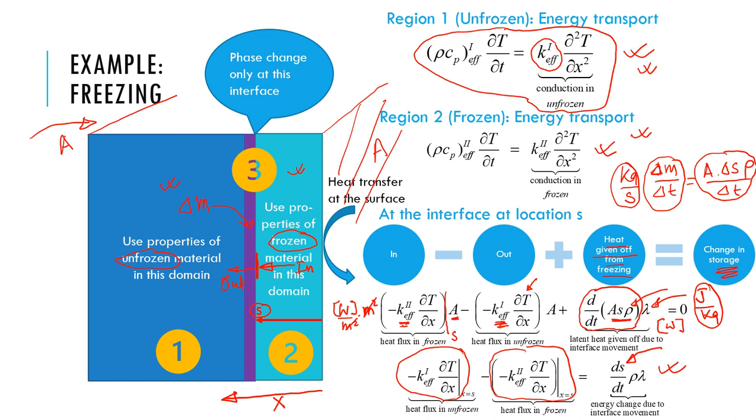So the way this problem is set up is I know the location at any time, and then to the left of it I'm going to solve the heat conduction equation in the unfrozen region with unfrozen material properties, and to the right I will solve the heat conduction equation with frozen material properties.